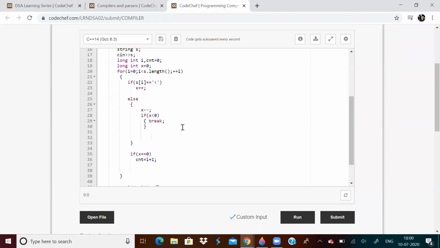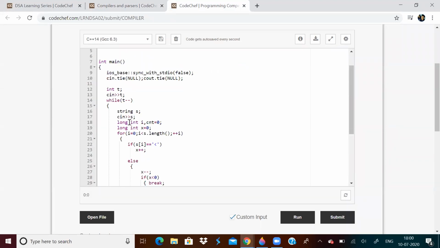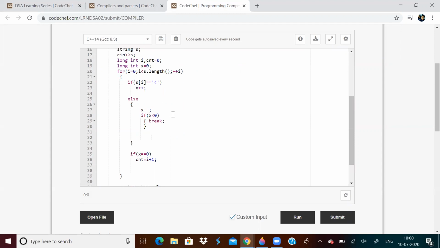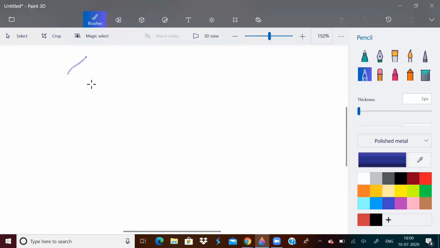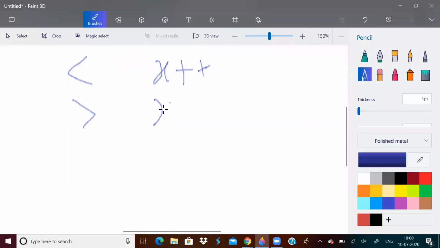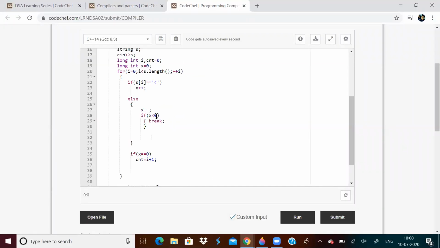So let us look at the code. First of all, take the input string. Let us keep a variable x initially 0. Let us run a loop and traverse through the string. Whenever we get a less than symbol, let us do x plus plus. And whenever we get the greater than symbol, let us do x minus minus. If x becomes less than 0, then we have to break.